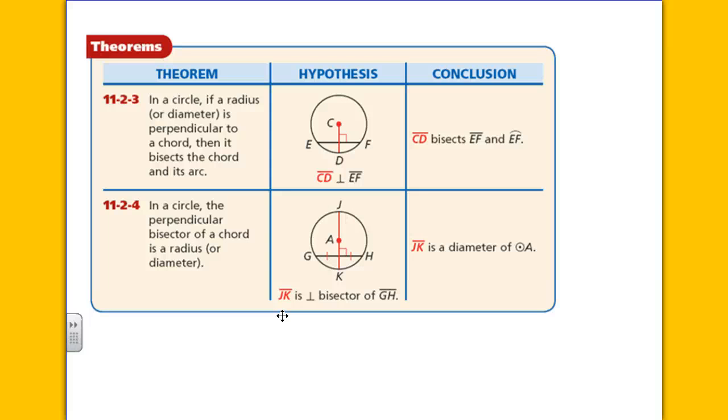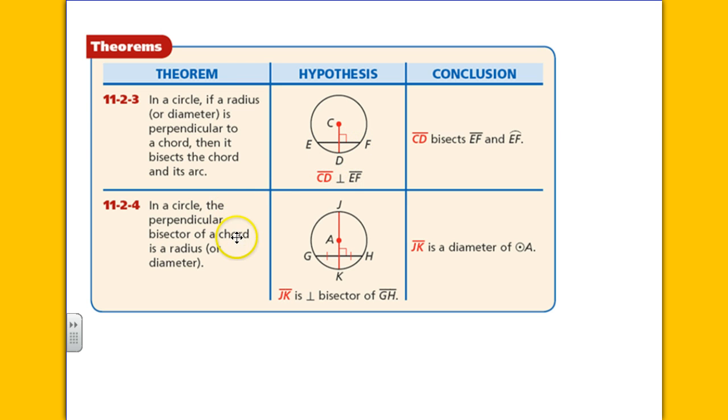These are really important theorems. You should know that in a circle, if a radius or diameter is perpendicular to a chord, then guess what? It bisects the chord and it bisects the arc. If it bisects the chord, it bisects the arc as well. So CD, that radius, is perpendicular to EF. It says it right here. So it is bisecting segment EF and arc EF.